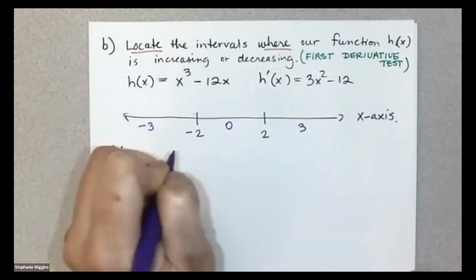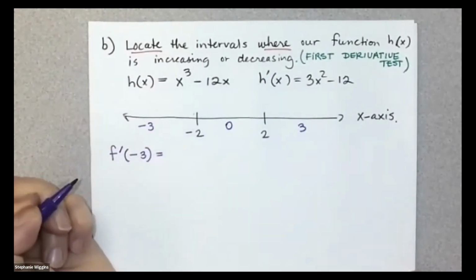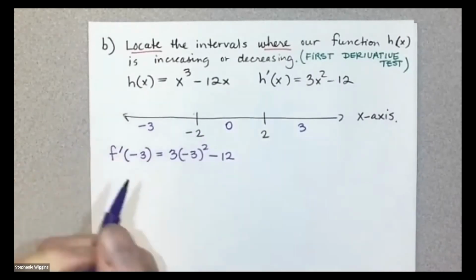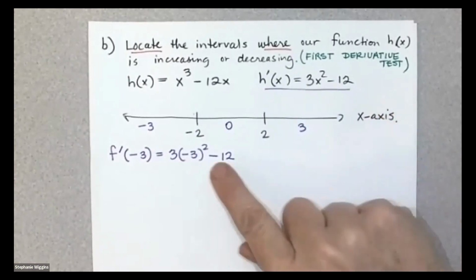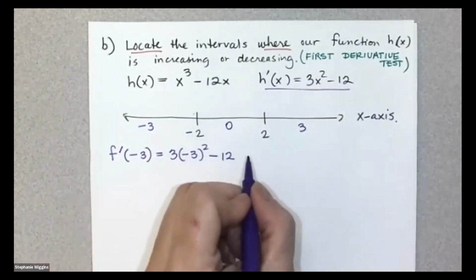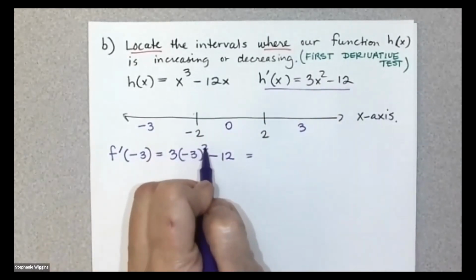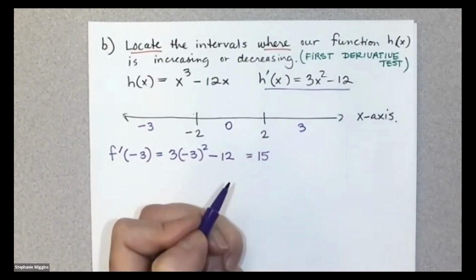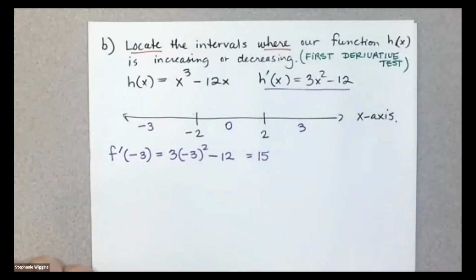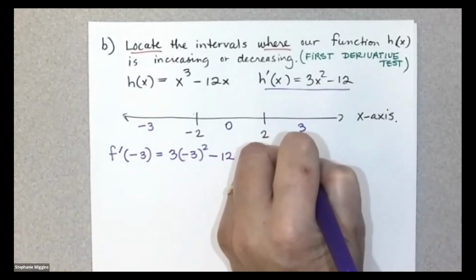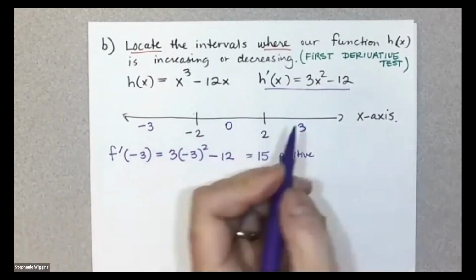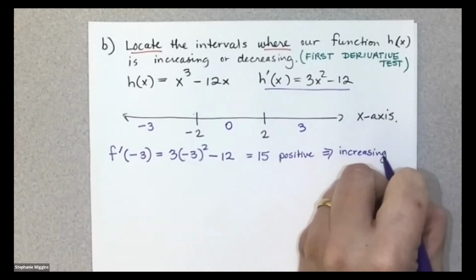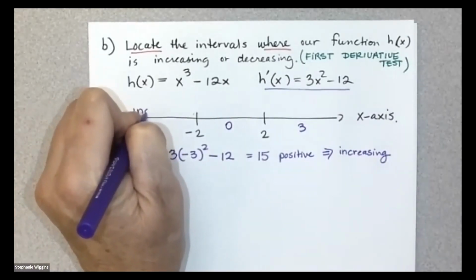So f prime of -3 is equal to 3 times -3 squared minus 12. I'm using the first derivative, and I'm just plugging -3 in for x. And then I calculate that. I have -3 squared, that's 9, times 3 is 27. 27 minus 12 is 15. All right, this is positive. And since we're doing the first derivative, positive implies it's increasing. So we're going to write on this interval increasing.